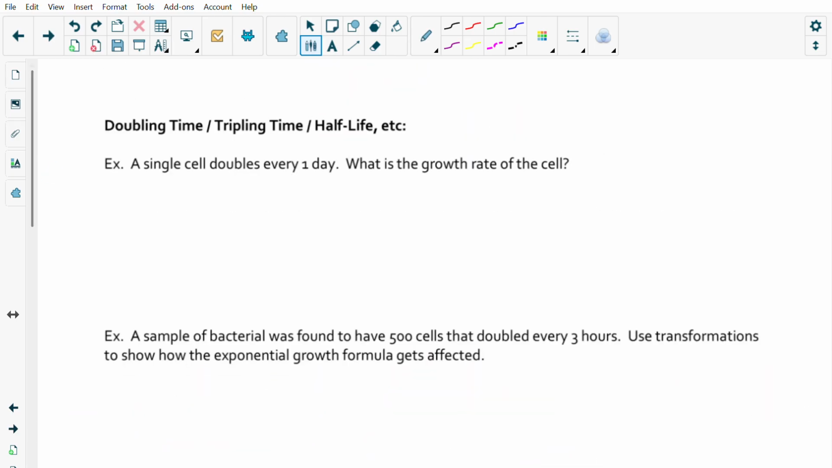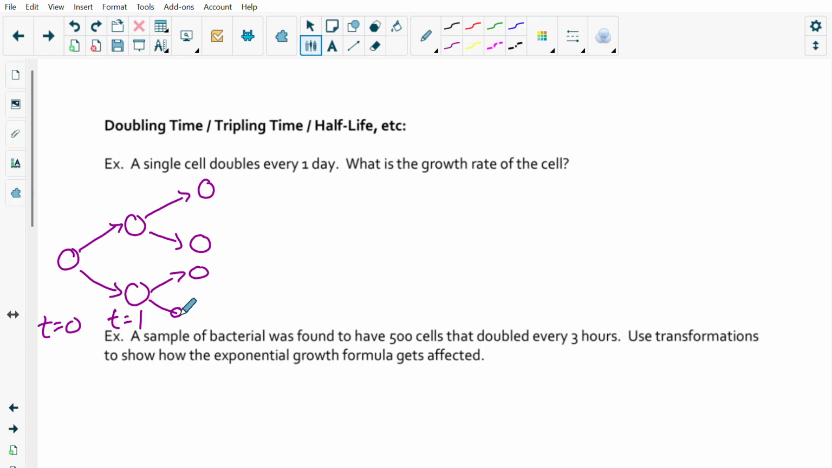Next page, folks. Okay, doubling, tripling, half-life. A single cell doubles every 1 day. What is the growth rate of the cell? So let's take a look at this. So if I have one cell, it doubles, so it becomes another cell. Okay, that's in 1 day. This is t equals 0. This is t equals 1 day. What happens at t equals 2? Doubles again. And so on. t equals 2. Okay? What is the growth rate of the cell?